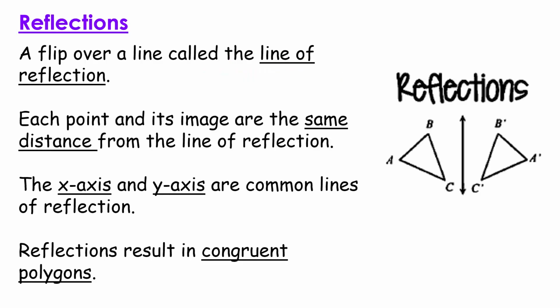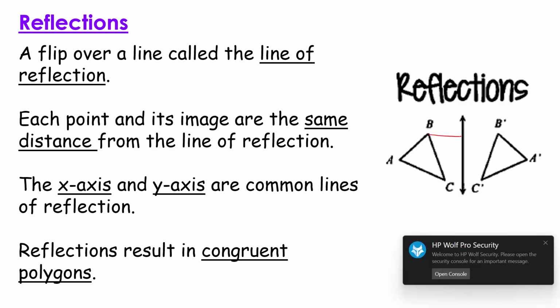A reflection is a flip over a line called the line of reflection. So typically we think about a reflection like a mirror image. It's like the image is flipped to the opposite side of whatever that line of reflection is. Each point and its image are the same distance from the line of reflection. So here I see that B is this far away from the line of reflection, so then B prime is the same distance away on the other side of the line.